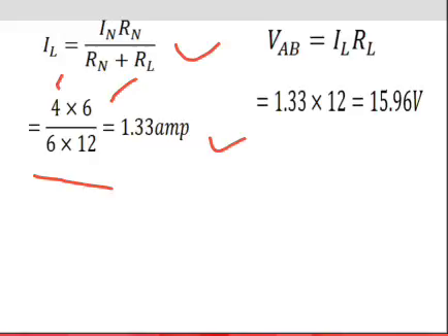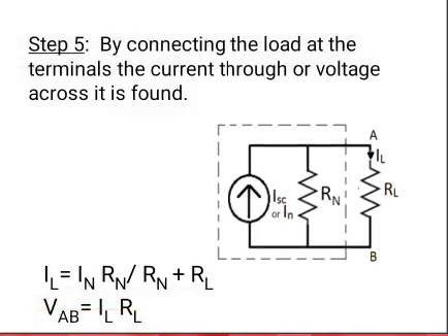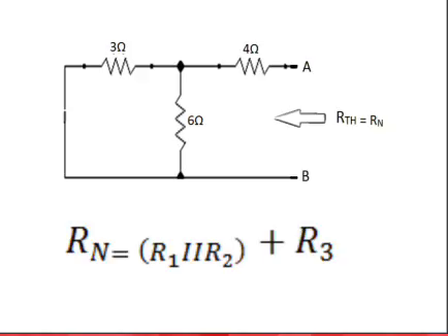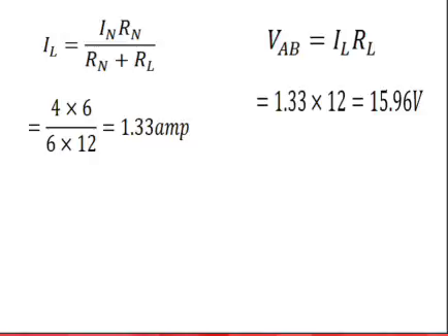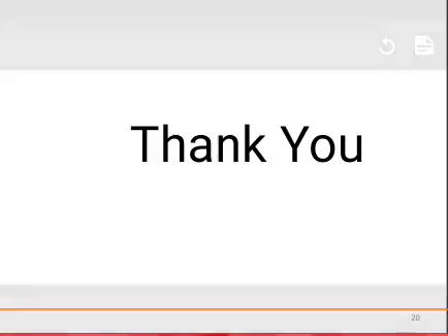And also the voltage across A and B equals IL into RL. You know the value of IL is 1.33 amp, and RL equals 12 ohm. So, VAB equals 15.96 volts. Thank you.